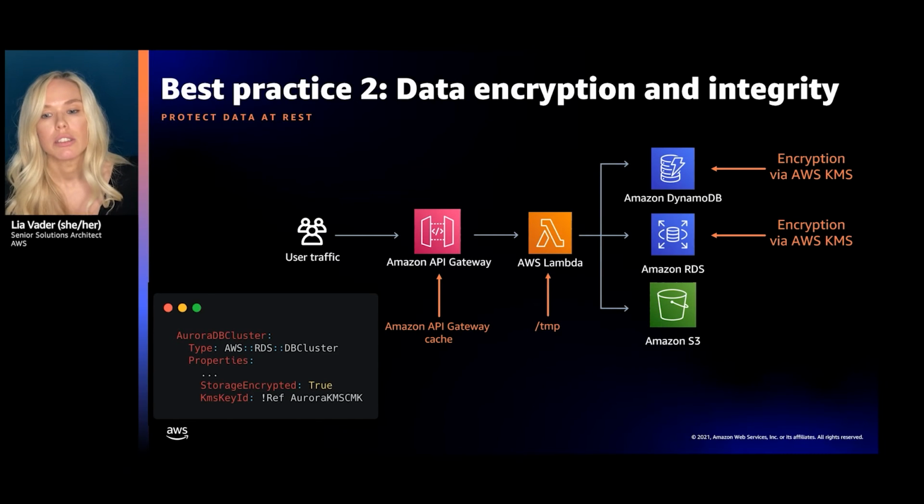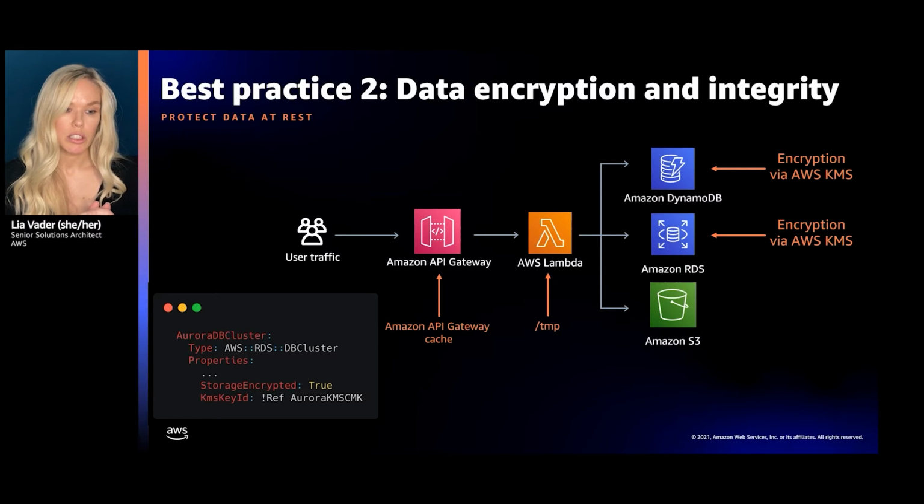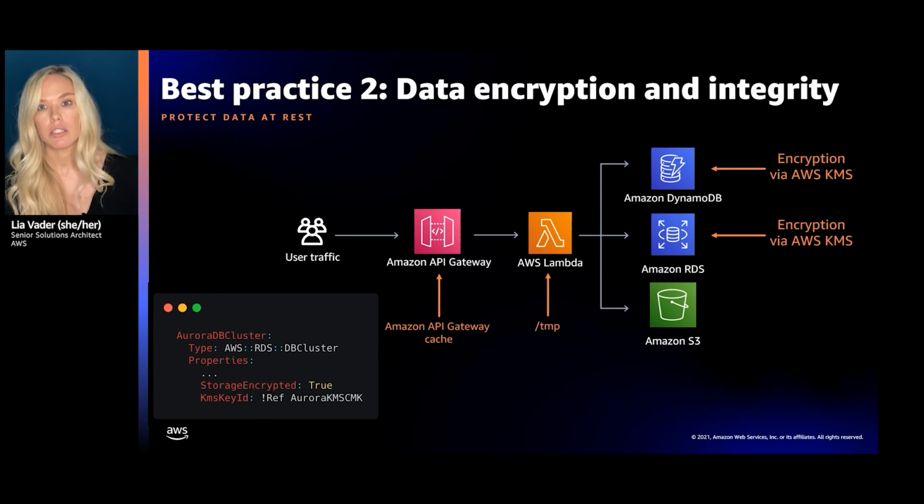RDS can encrypt your RDS database instances. And data that's encrypted at rest includes your underlying storage for database instances, and backups and replicas. We have an example here of choosing the storage encrypted parameter in CloudFormation for your Aurora cluster.